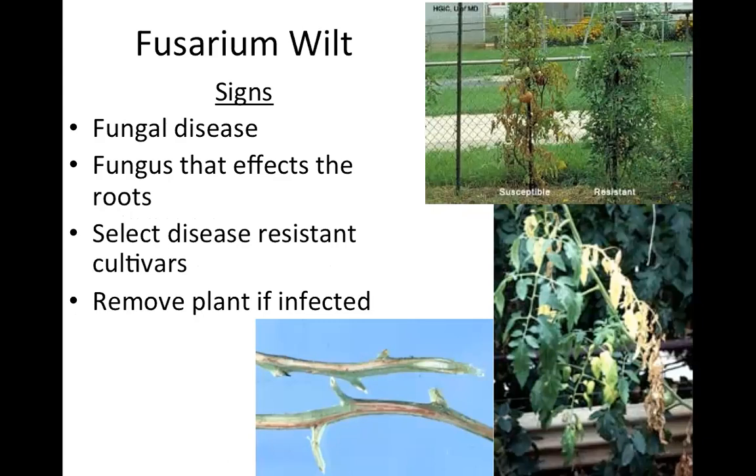Sometimes it's not that, sometimes you could just remove the section. If it's just a little section that's wilting, just cut out the whole section. But if it's all over your plant, you just want to remove your whole plant just so it doesn't spread.